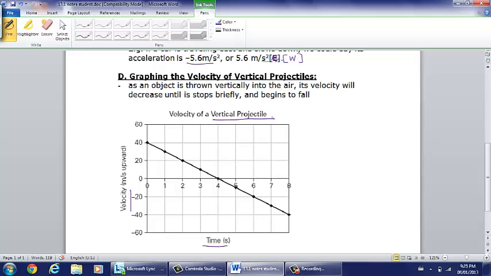What's going to happen, of course, is that the object, if we just drew a picture, say this is a cannon, is shot up. The object is going to go up to a certain distance. It's going to slow down. It's going to stop in midair. And then it's going to fall back down.